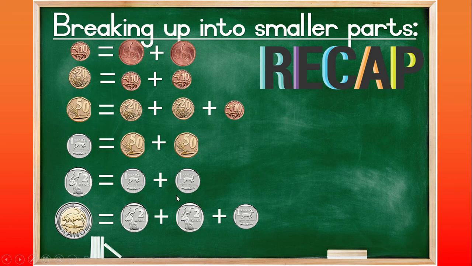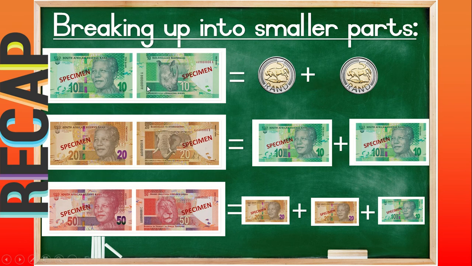We can also make it up smaller. For instance, a 50 cents can be 5 10 cents, a 1 rand can be 10 10 cents, etc. The 10 rand is 2 5 rands, 20 rand is 2 10 rands, and your 50 rand will be 2 20 rands and 1 10 rand.